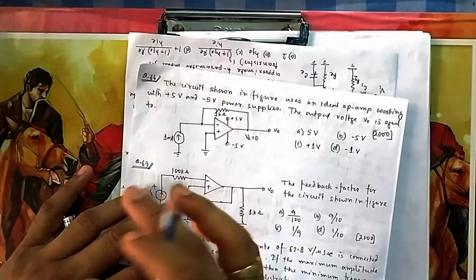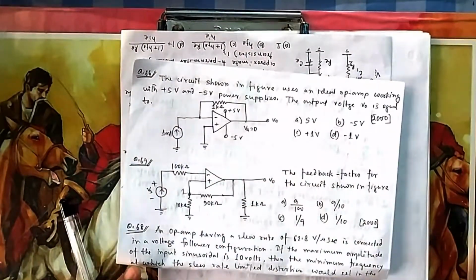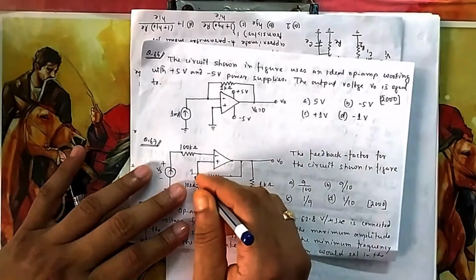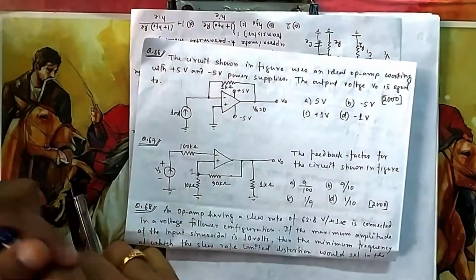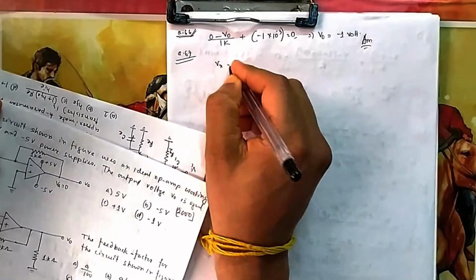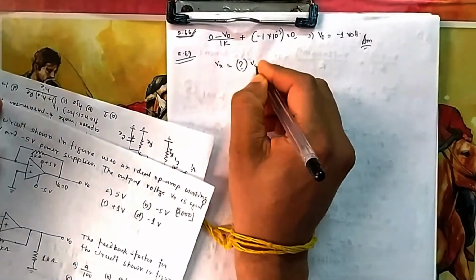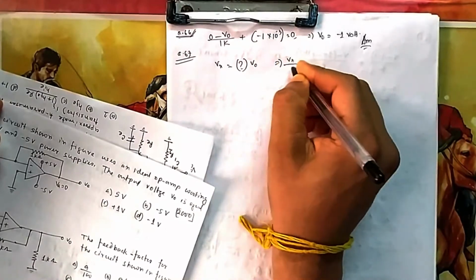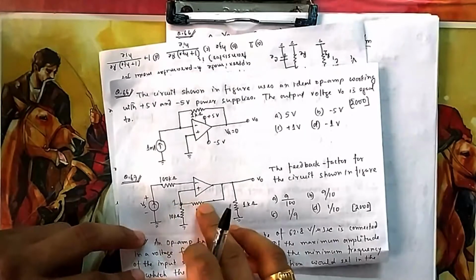So that we can check how much of that output you are giving as input. So your Vx is how much of V0. That is the question. Feedback factor is Vx as a fraction of V0. That means they are asking for Vx by V0. That's it. So for that you take again a KVL here.